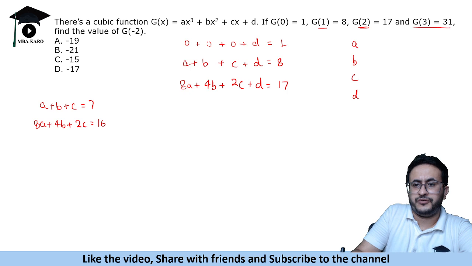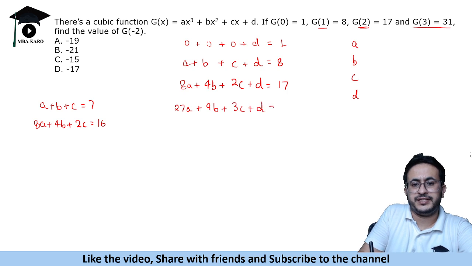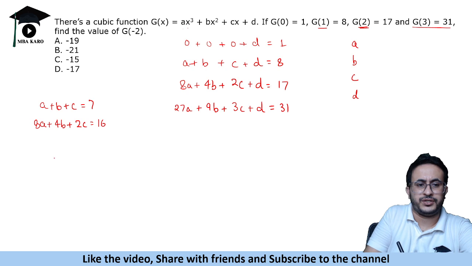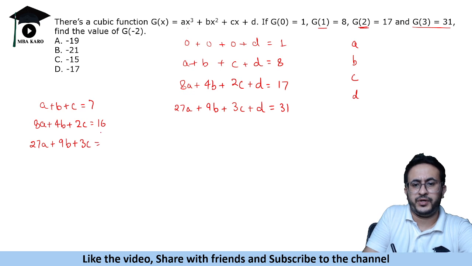And the third equation, if we put x equal to 3, so 27a plus 9b plus 3c plus d, that is equal to 31. Okay, so this gives us 27a plus 9b plus 3c is equal to 30, right?